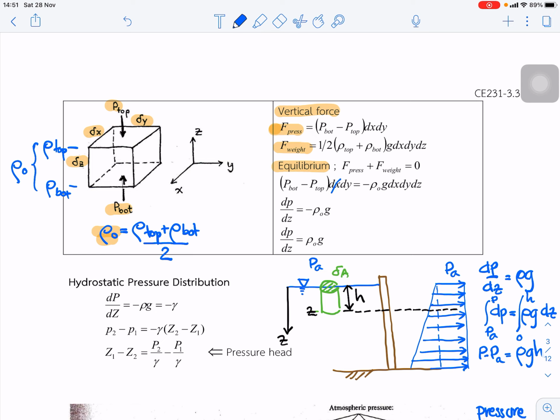You can see that dx and dy cancel, so we can prove that dp over dz is equal to minus rho naught g. It depends on the direction. If we assume that vertical z is positive upward and g is in this direction, we get the negative sign. But if we assume that positive is downward and g is downward, then we get a positive sign.